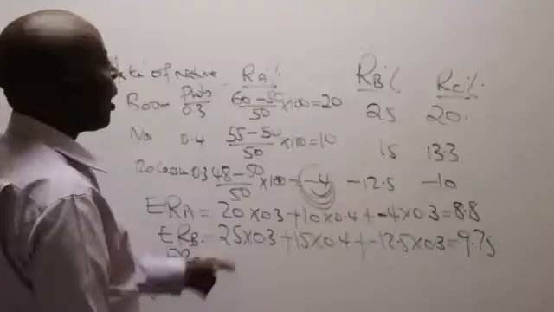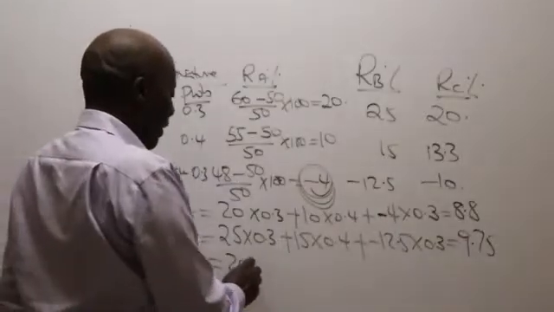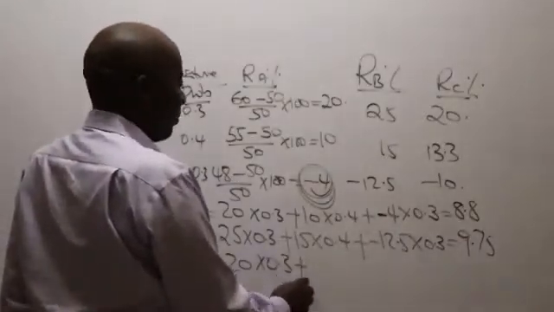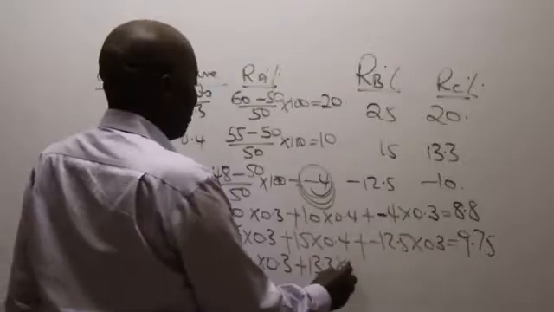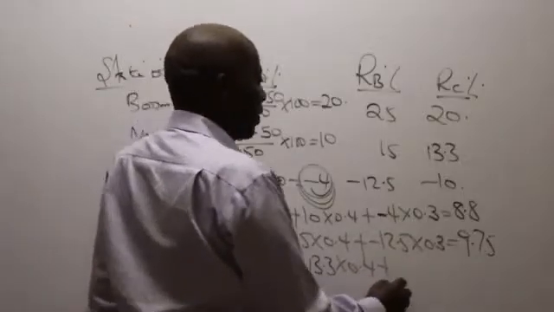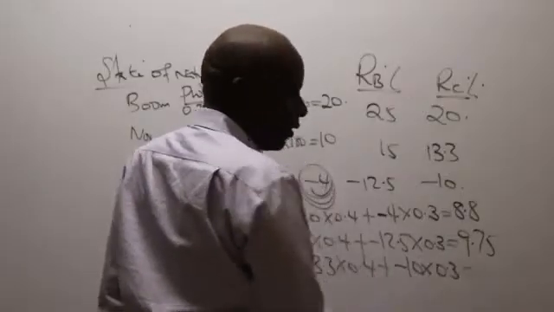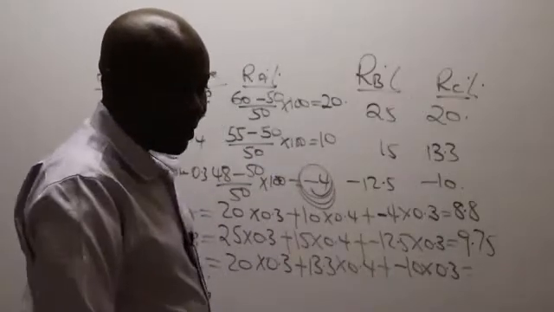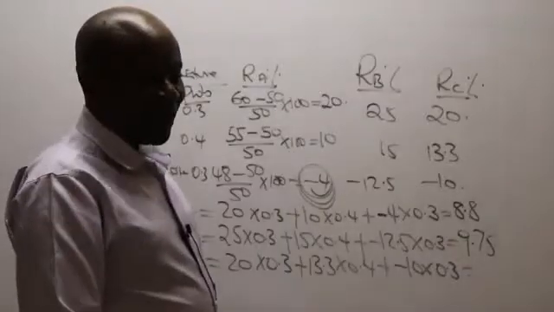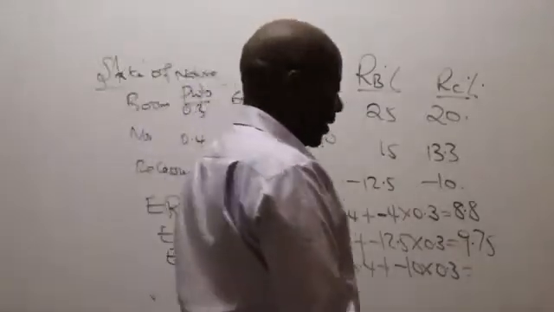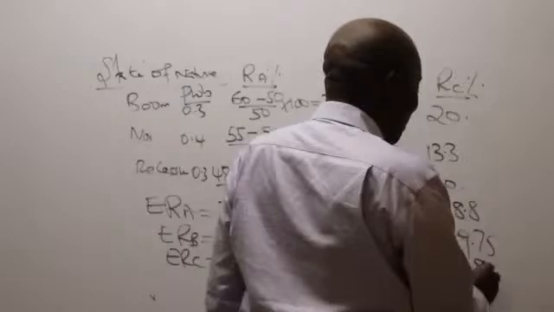Expected returns of C, what do we have there? We have 20 times 0.3 plus 13.3 times 0.4 plus minus 10 times 0.3. Please give me a figure. 8.32.